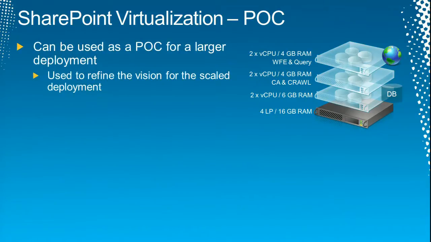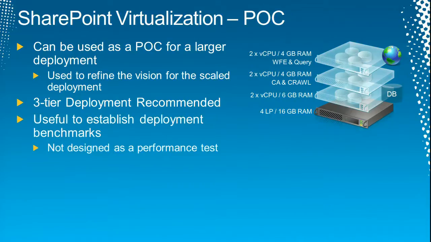It's used to refine the vision for the scaled deployment, because you can get an idea of, all right, well, even in this lower performance environment, how are users finding it? You would only open it up to a smaller subset of your users. But you're getting into best practice around the tiering, separating the data tier from the web tier, from the app tier. That's really, really useful. And it is not designed to generate performance benchmarks, but certainly get a feel of how you would configure it and deploy it.